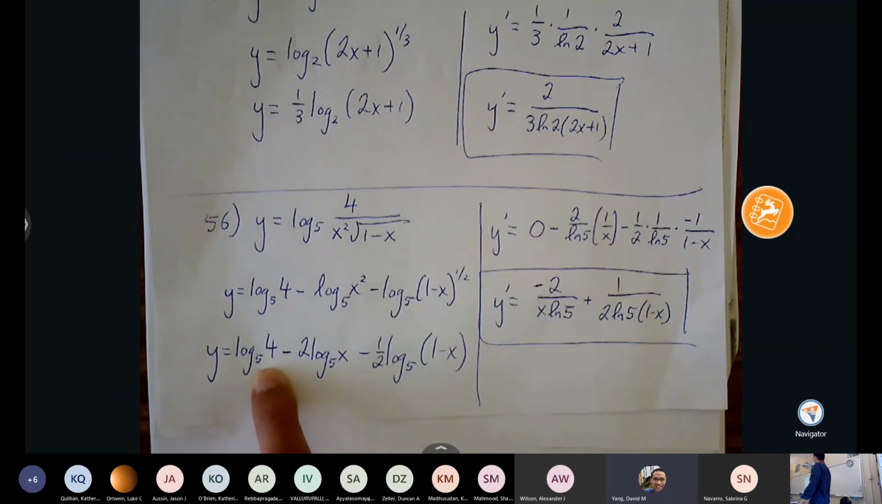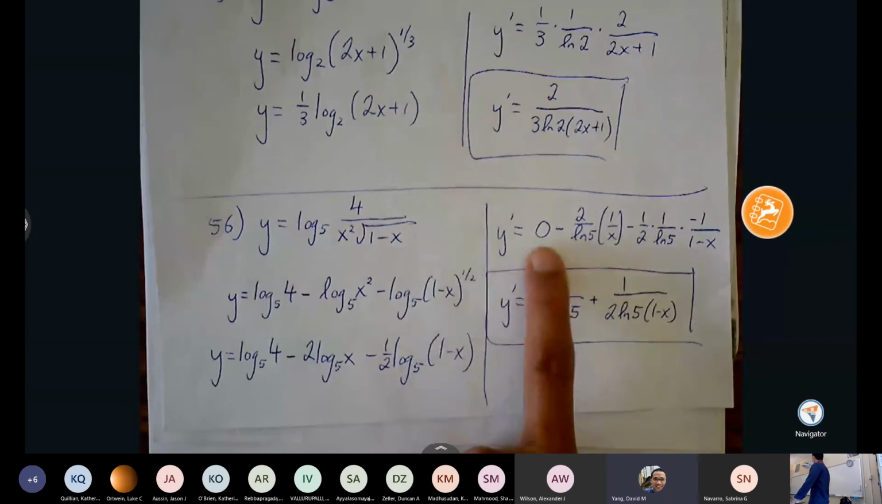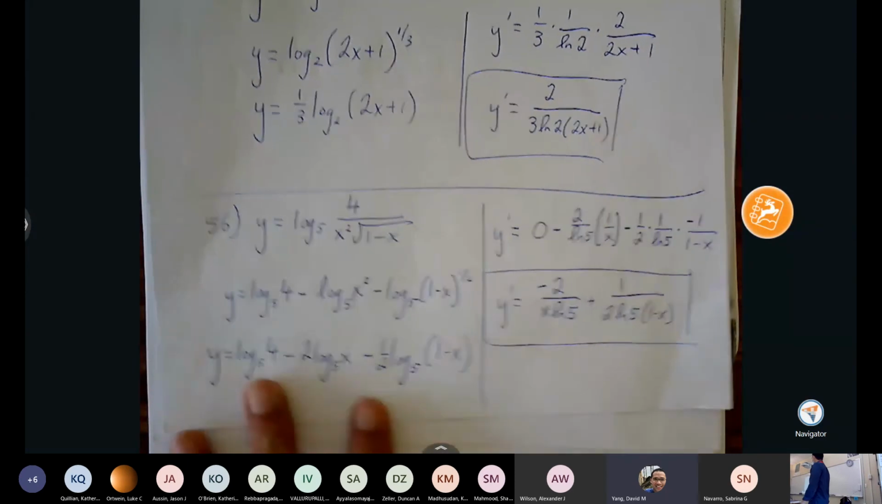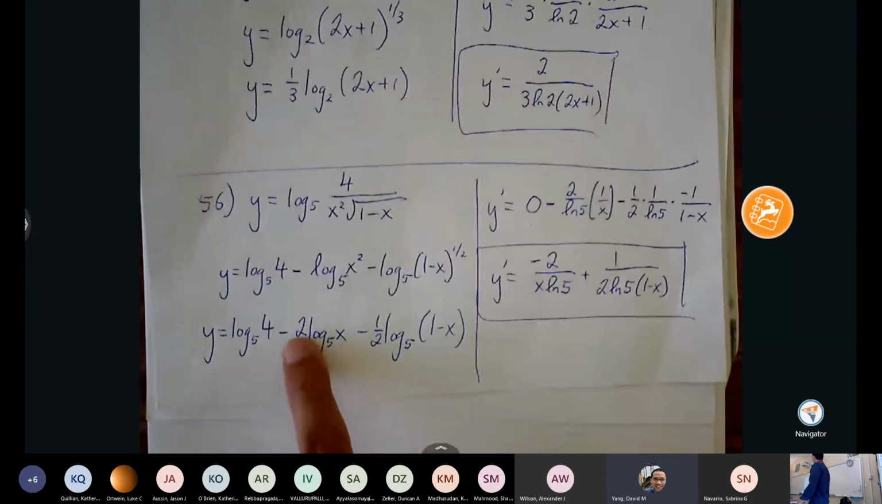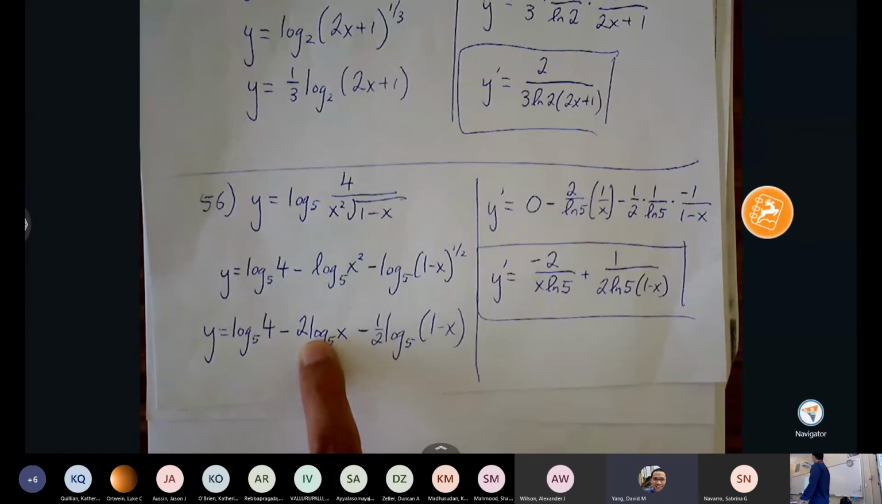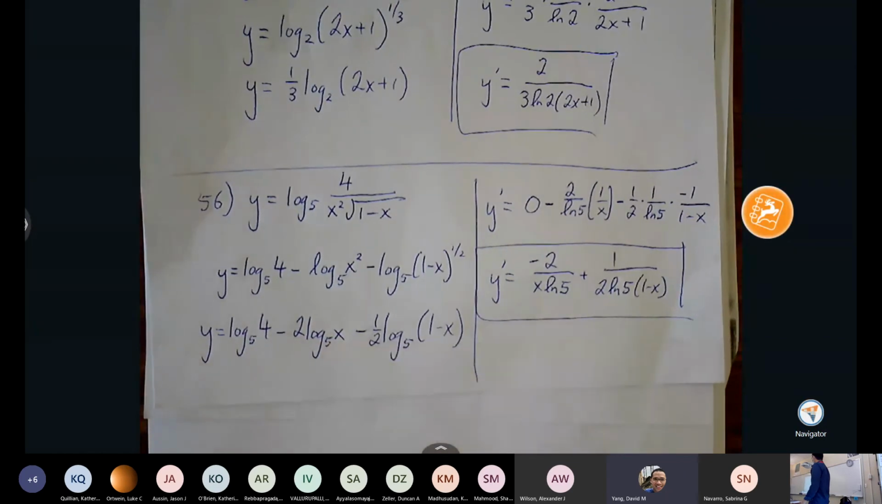Now I should have an easier time with each of these derivatives. Now, what do you notice about log base 5 of 4? What is that? 0. That's just a number, right? So a number's derivative is always going to be 0. So that's just going to go away. Okay. Coefficient, convert it to natural log, u prime over u.